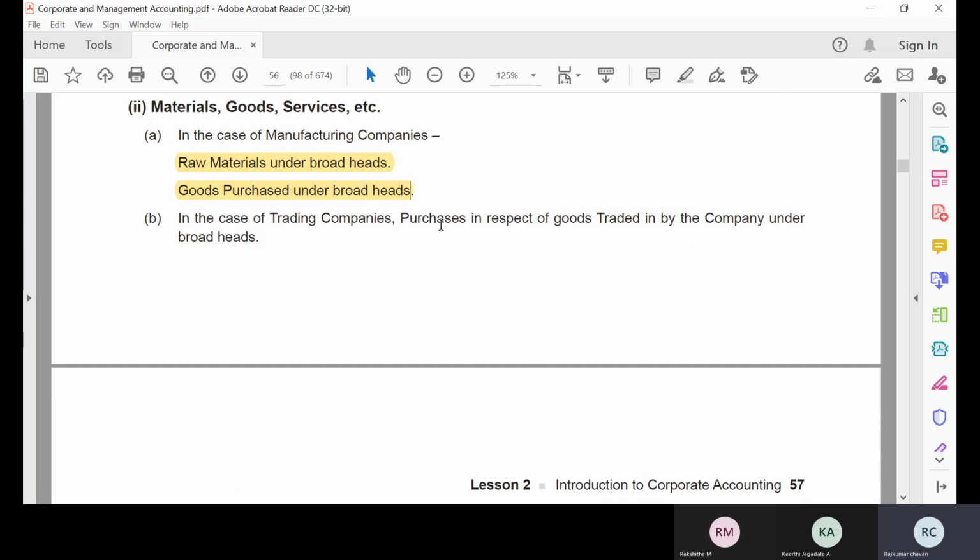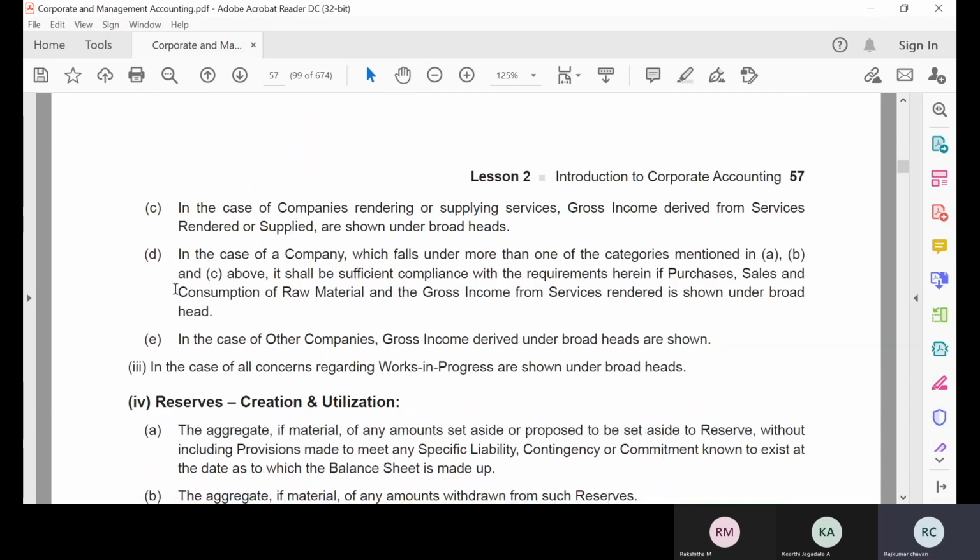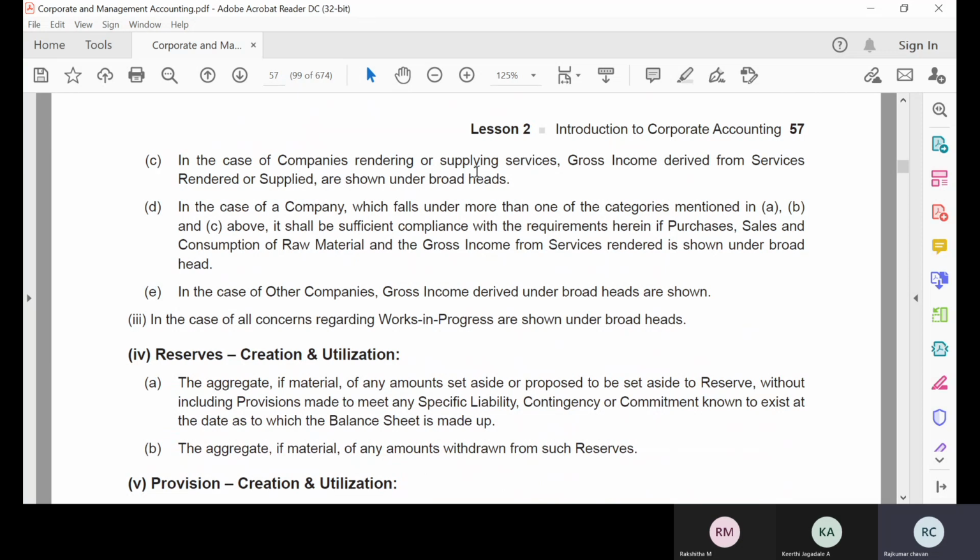Then in case of a trading company, purchases in respect of goods traded in by the company are under the broad head. So if any trading company is there, purchases related to their goods, final goods, that is also considered as cost of material consumed for them. That is the important point you need to understand here. In case the company is rendering services, then the gross income derived from services rendered is shown under the broad head.